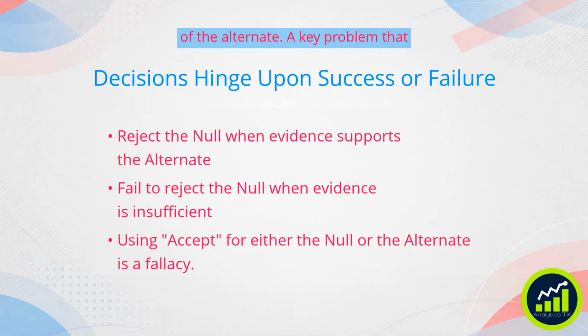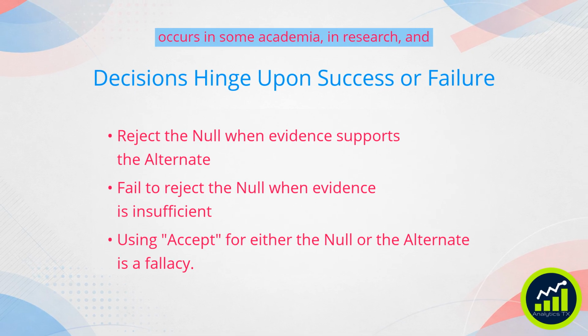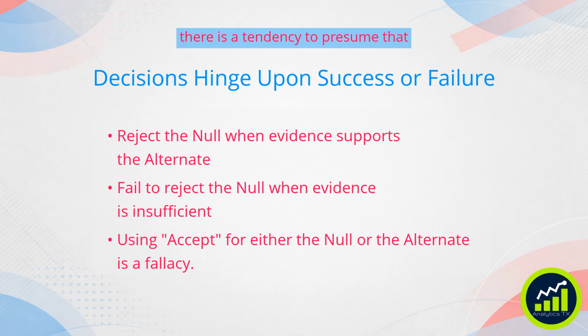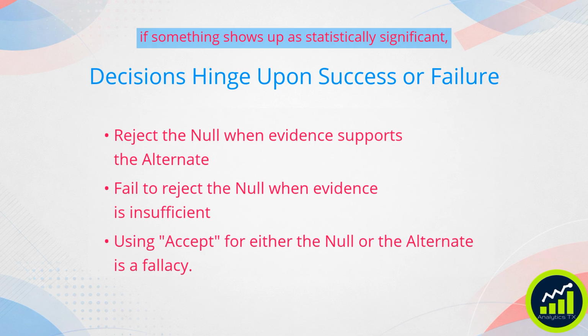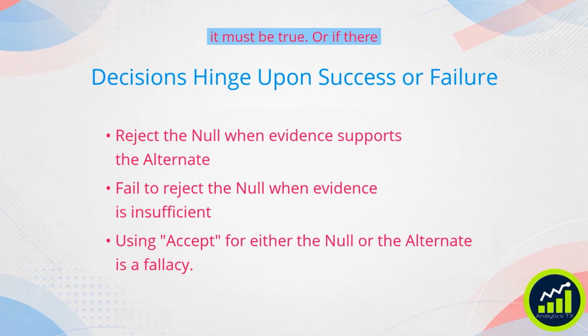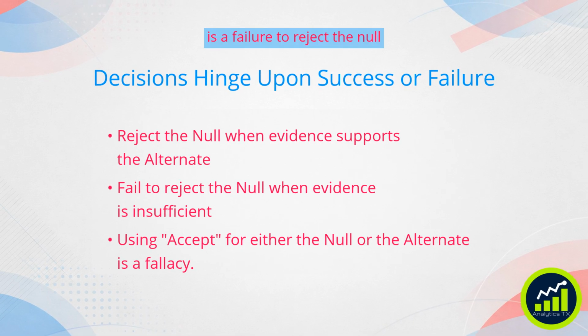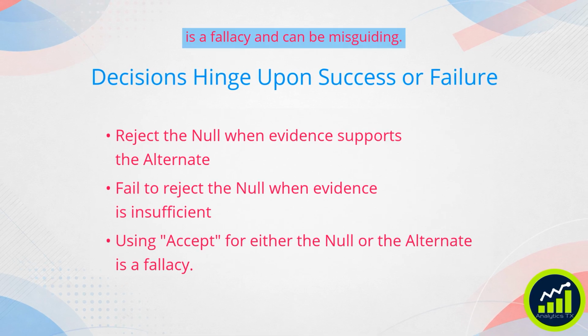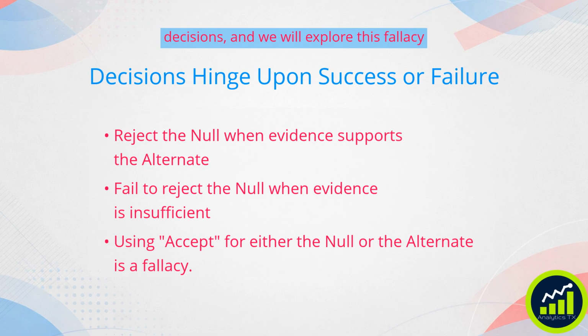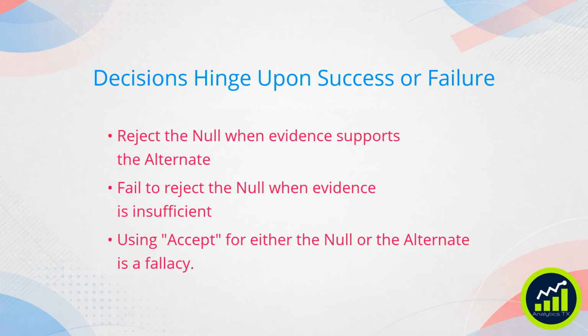A key problem that occurs in some academia, in research, and especially quite often in business, is that there is a tendency to presume that if something shows up as statistically significant, it must be true. Or if there is a failure to reject the null hypothesis, then it must be accepted. This is a fallacy and can be misguiding. Language nuances are critical when making business decisions, and we will explore this fallacy next.